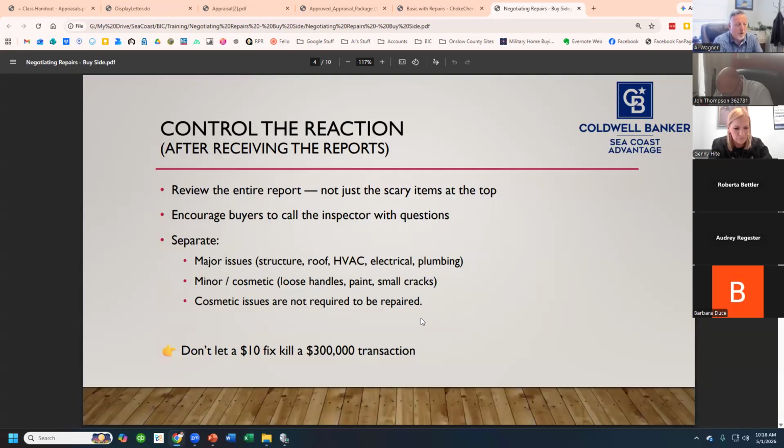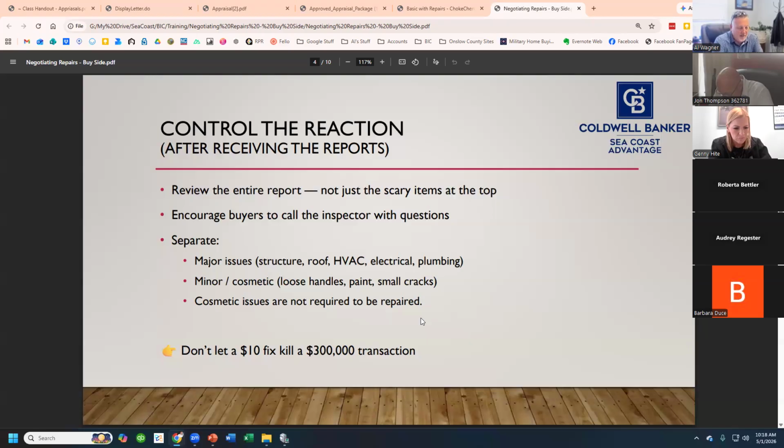And when you go through the report, you simply separate major issues: structural issues, roof, HVAC, electrical, plumbing, leaks, things like that, right? Minor issues are cosmetic, like loose handles, paint, small cracks. Now, paint and small cracks are considered cosmetic issues, and they're not required to be repaired. So when you're showing a home and you see paint issues and things like that, please point them out to your buyers. Because when you send a repair request to a listing agent to say, I need this painted, they're going to laugh at you. They are not required to paint it.